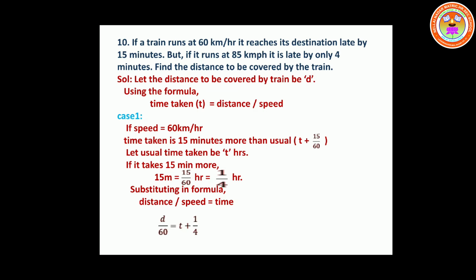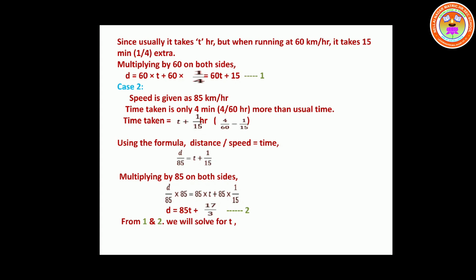Now using the formula distance by speed equal to time. Okay, so what is the distance we are taking as d by what is the speed it is traveling? 60 kilometers. So d by 60 is equal to time. So time is, usual time is t, but it is 15 minutes late. So t plus this 15 by 60 is already written as 1 by 4. So t plus 1 by 4. So this is how we write it. Now in this we are going to cancel the 60 which is in the denominator. So multiplying by 60 on both the sides, d by 60 into 60 gets cancelled.